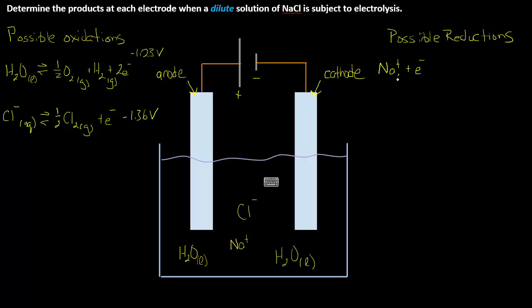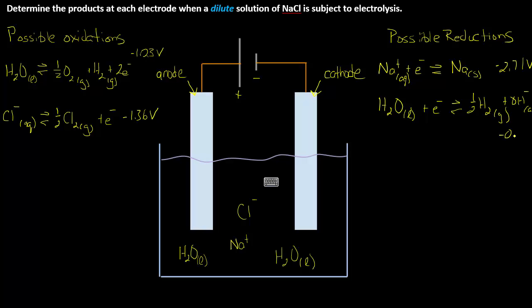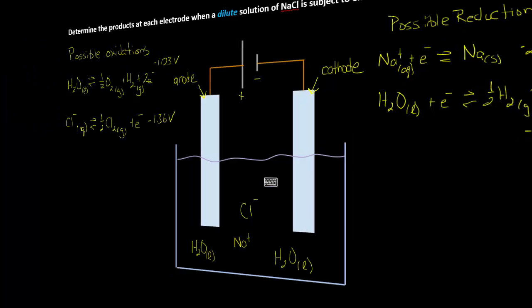The possible reductions that we can examine would be the reduction of sodium ion with the addition of an electron to sodium metal. This has a cell potential of negative 1.27 volts, while the reduction of water to hydrogen and hydroxide has a cell potential, as we'll see here, I'll squeeze it on the screen, of negative 0.83 volts.